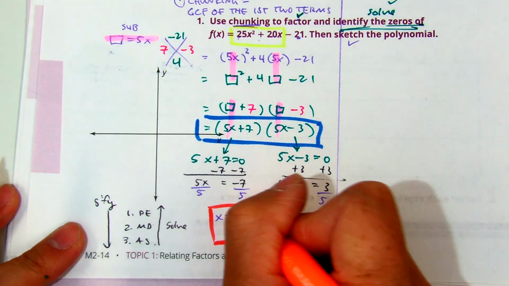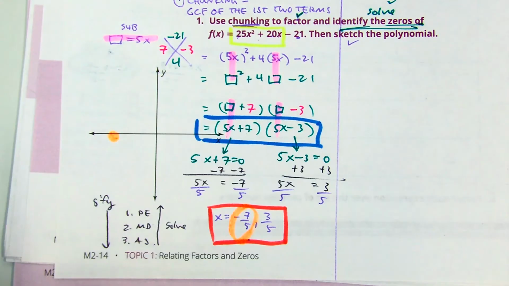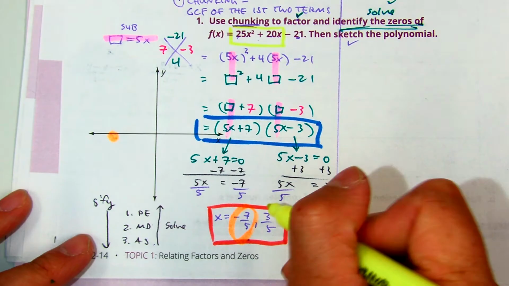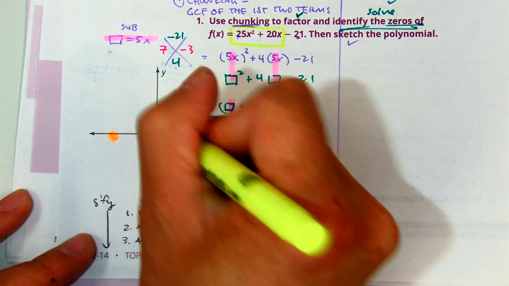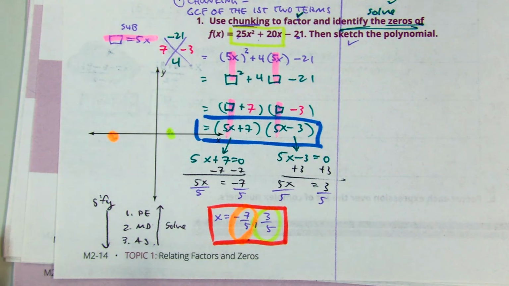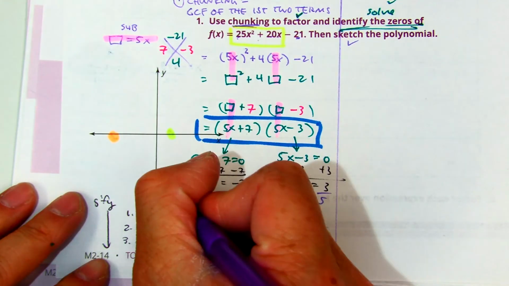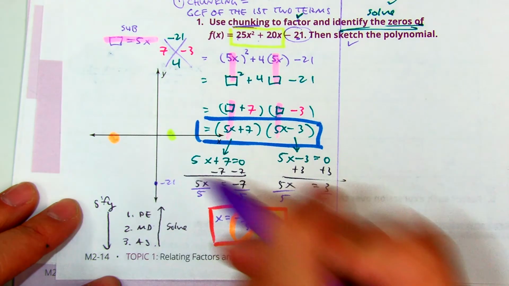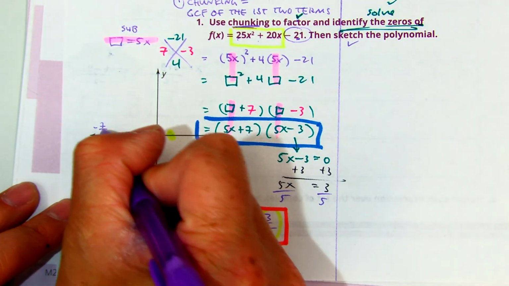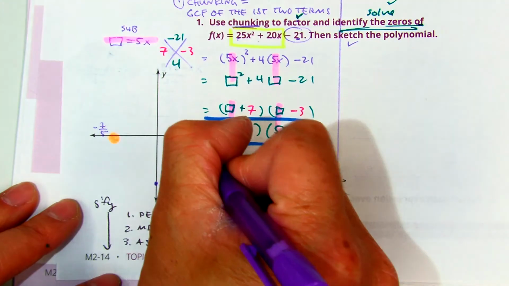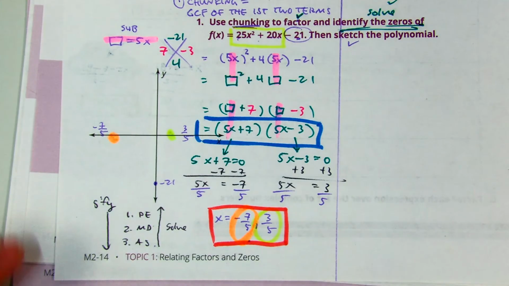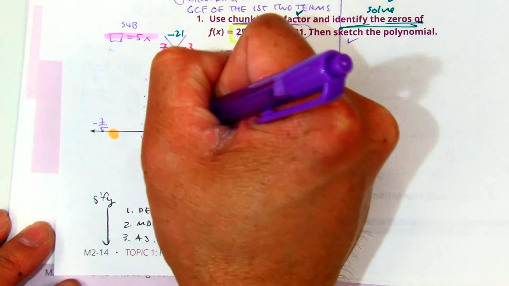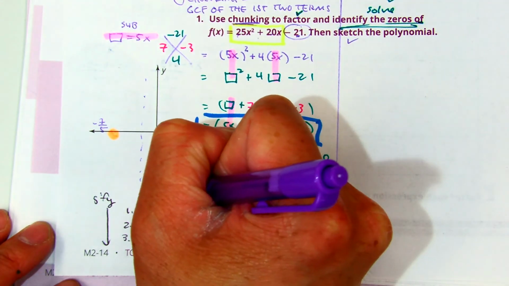So negative 7/5. 3/5. And then minus 21. That's here. Let's write those numbers down. And remember, the midpoint between those 2 points is your axis of symmetry. So the y-intercept is not the minimum. It's probably going to look something like this.